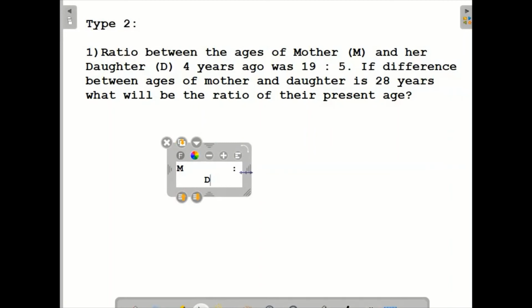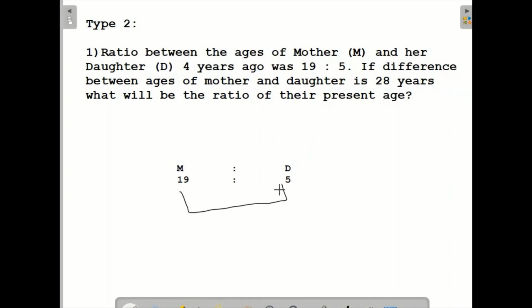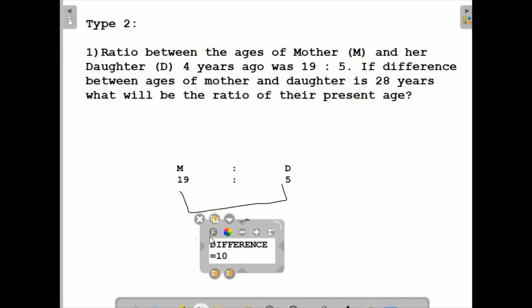So the ratio of their ages is 19 to 5. As I said earlier, we have to calculate the difference first. So difference equal to 14.